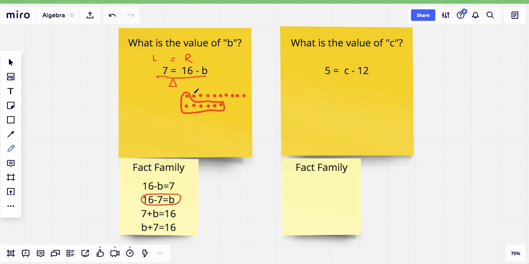So how many are not circled? 1, 2, 3, 4, 5, 6, 7, 8, and 9. So here is my 9. There is my value for B.